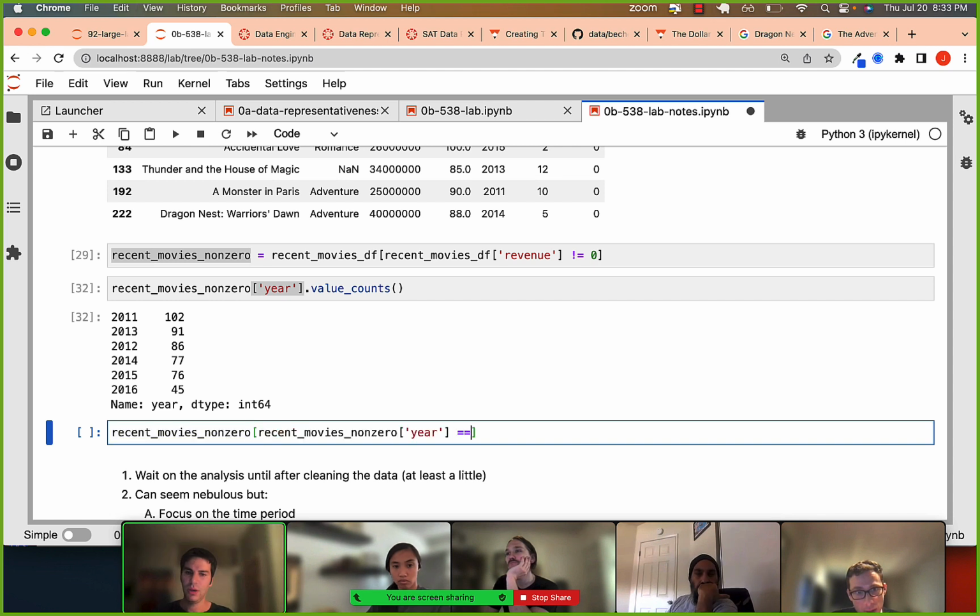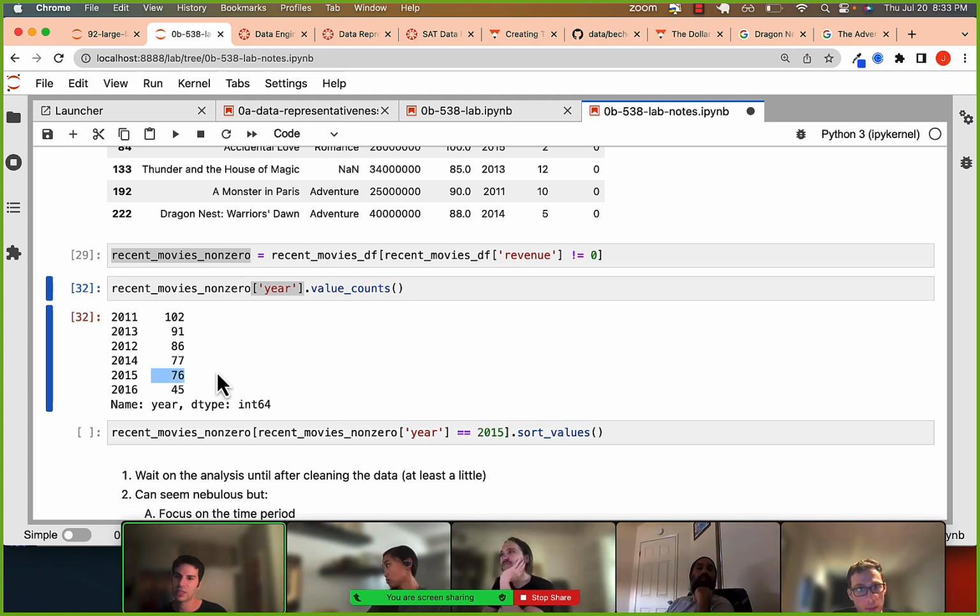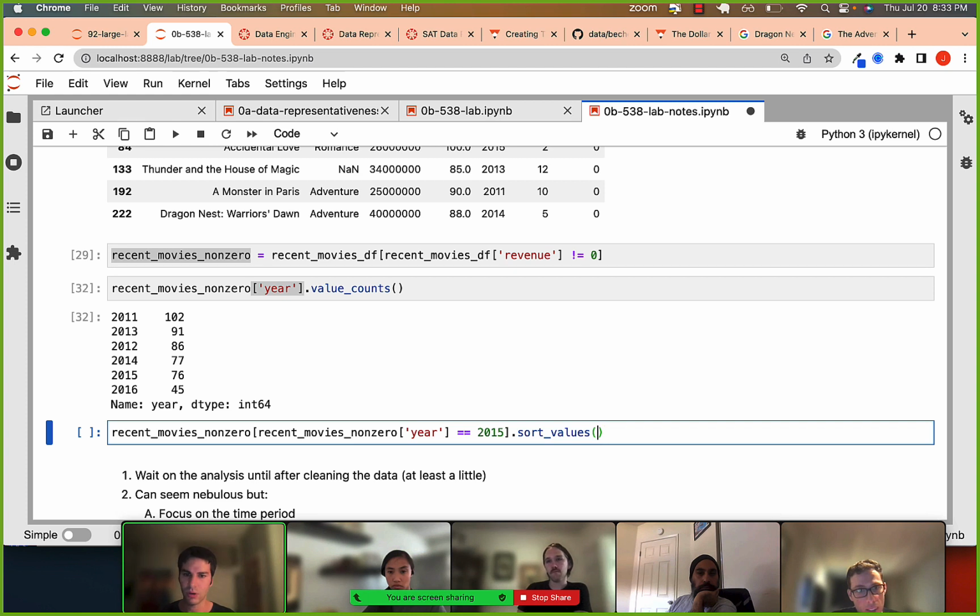from the year 2015, and just see, and maybe we'll sort values by revenue from most revenue to least. The idea is, with only 76 movies, we don't expect that we're getting a comprehensive list of movies, but maybe we're getting the top movies of the year, right? In which case, we'll limit our population. We'll say, hey, this only describes the top movies, but here's what this says about the world.